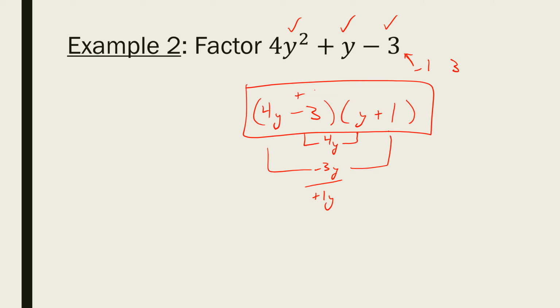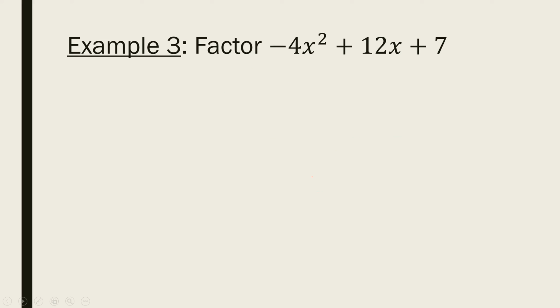Notice, if this had been a plus and this had been a minus, I would actually be combining to negative 1y, and all I have to do is switch the signs to make it combine correctly to 1y. So this looks good because it foils back to here. I'll do one last example.